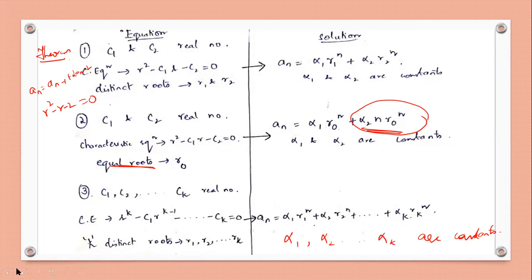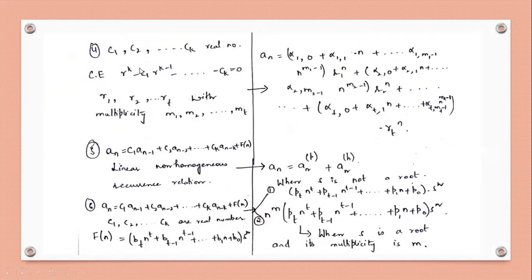Now for the next theorem, which is the fourth theorem, we have multiple roots that are being repeated. The term multiplicity is used if the root is being repeated. C1, C2 and Ck are all real numbers and our characteristic equation is given in this form, that is, a polynomial equation with degree 3 or more, and R1, R2 and Rt are all the roots, where R1 is being repeated m1 times, R2 is being repeated m2 times and Rt is being repeated mt times.